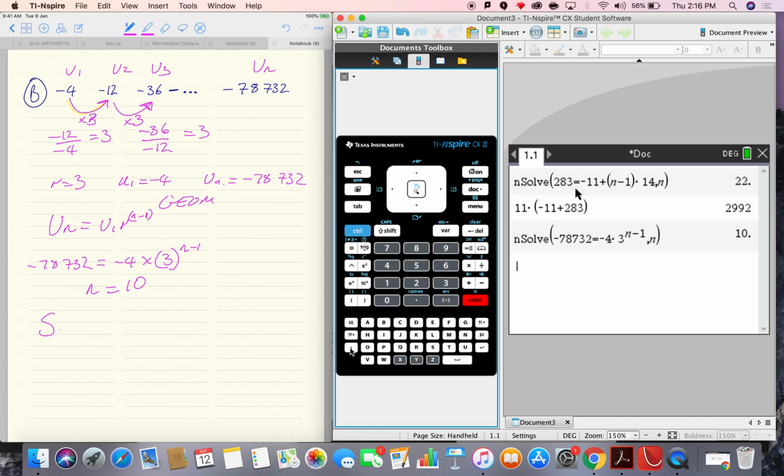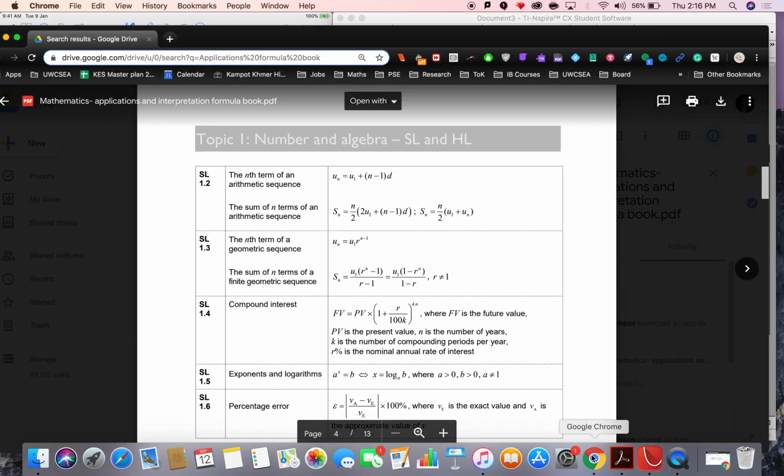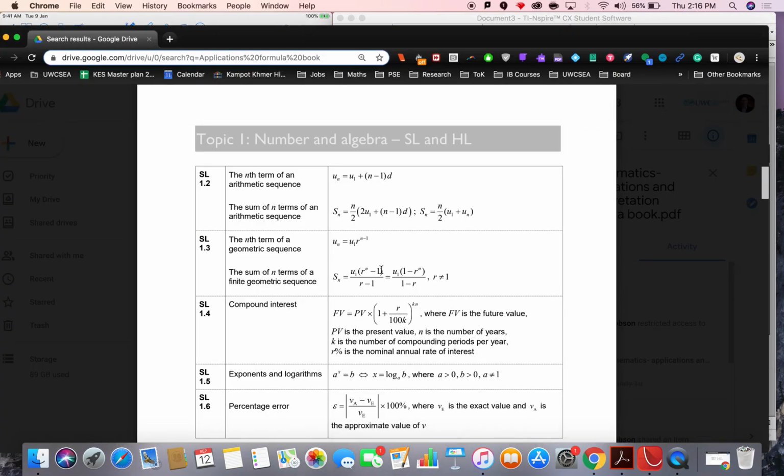So finally, s of n. So we need the sum formula from the geometric. Sn is u1 r to the n minus 1 over r minus 1. It looks like they've flipped the things around here. I'm just going to use this first formula. Write it down. u of 1, r to the n. Notice this time the minus 1. Okay, so let me just highlight that subtle change.